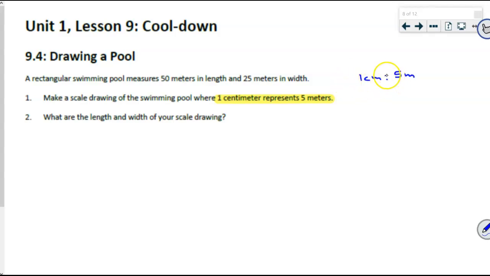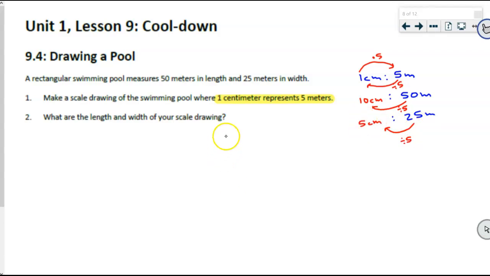1 centimeter represents 5 meters. So I need to know 50 meters and I need to know 25 meters. How long are those each going to have to be? And what I should have seen is this scale is a 1 to 5. So I can multiply by 5. But since I need to go in this reverse order, that means I can do the inverse and I can divide by 5. So 50 divided by 5 is going to be 10 centimeters. And 25 divided by 5 is going to be 5 centimeters.